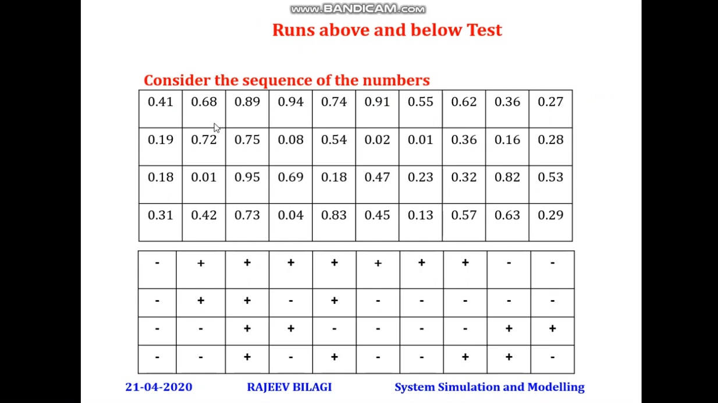So 0.41, 0.48, and all these are the numbers. Now you find out the mean value. Mean value is how much? 0.495. You find out runs above the mean and below the mean by replacing minus and plus signs. So now 0.41 is less than 0.495, it is minus. 0.68 is greater than 0.495, so it is plus.